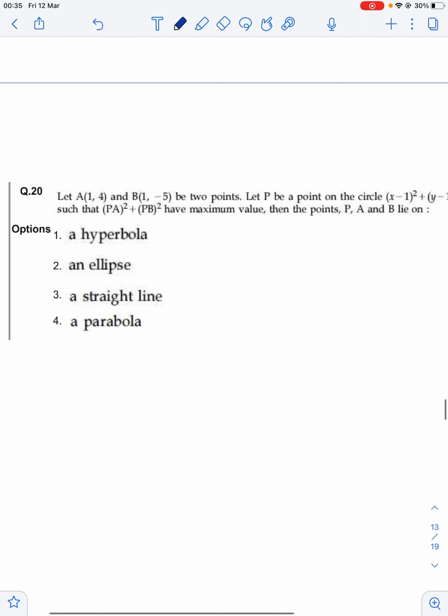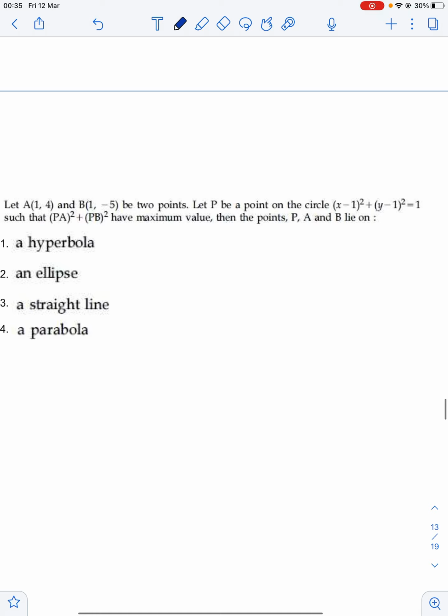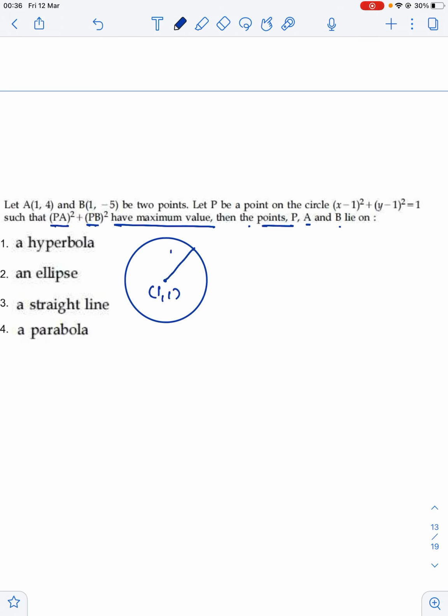Question number 20. A and B are two points. Let P be a point on the circle, and we are given that PA square plus PB square has maximum value. Then point P, A and B lie on which of the combination: hyperbola, ellipse, straight line or parabola. So for that, let us take the circle and a point on it. The circle center is 1 comma 1, radius is 1.